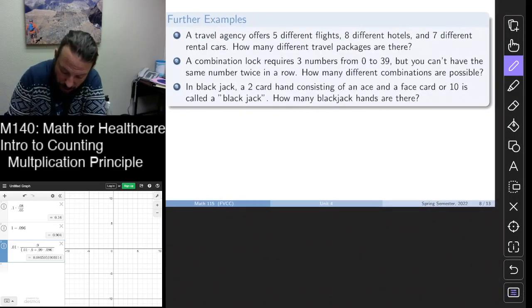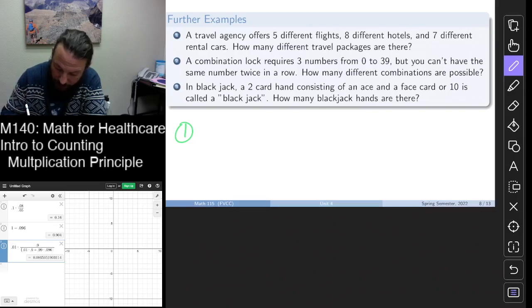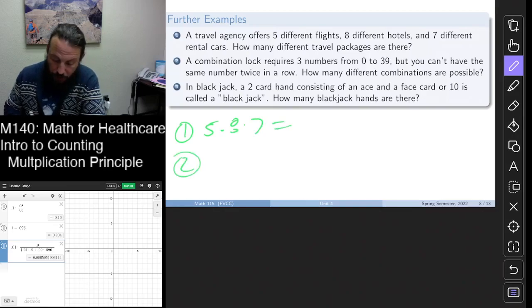All right, I'm going to go through and say the first one. Okay, 5 flights, 8 different hotels, 7 rental cars, 5 times 8 times 7. I'll let you double check whether you got that correct or not.